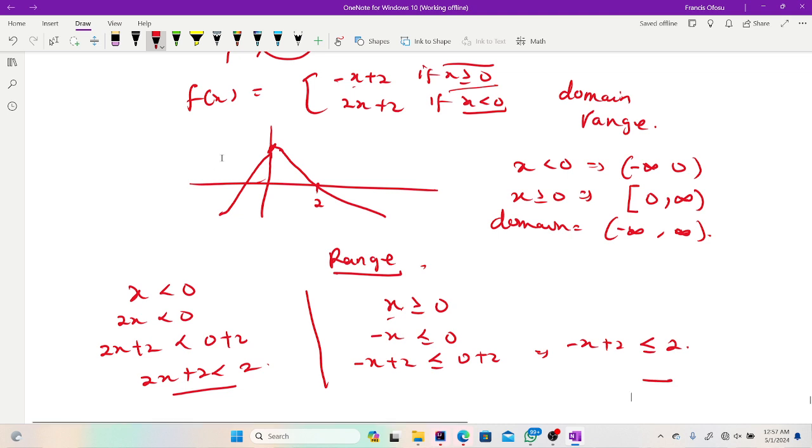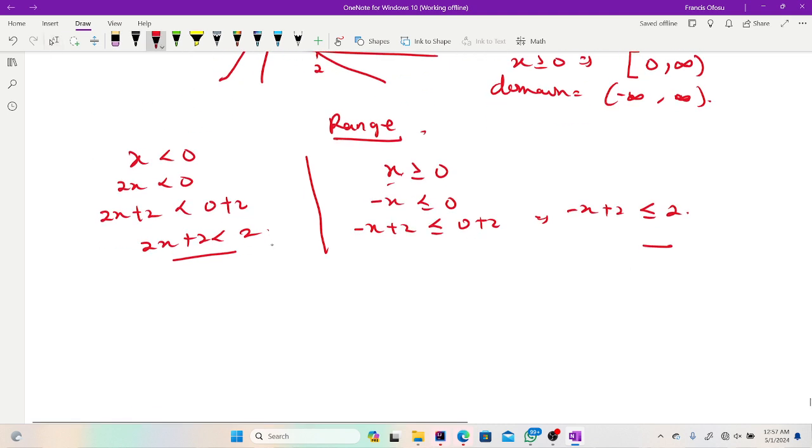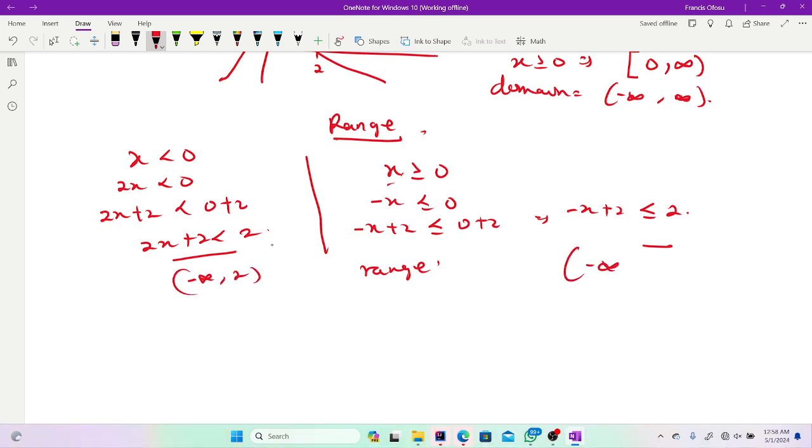What is that telling you? Our range here is negative infinity to 2, open, and this one is negative infinity to 2, closed. So I'll take the lowest and the maximum. My range here is simply open negative infinity, then closed 2.